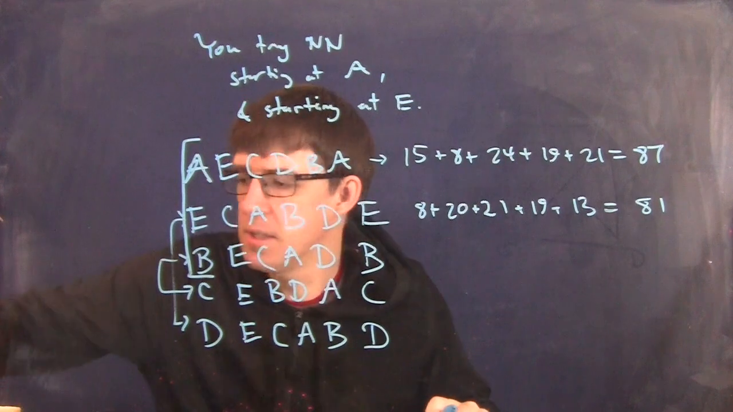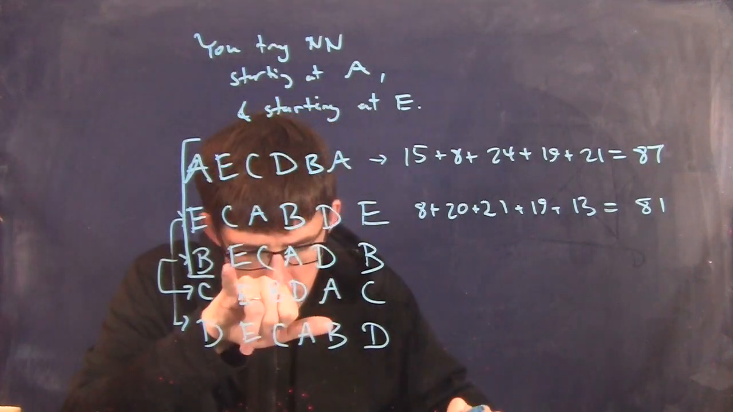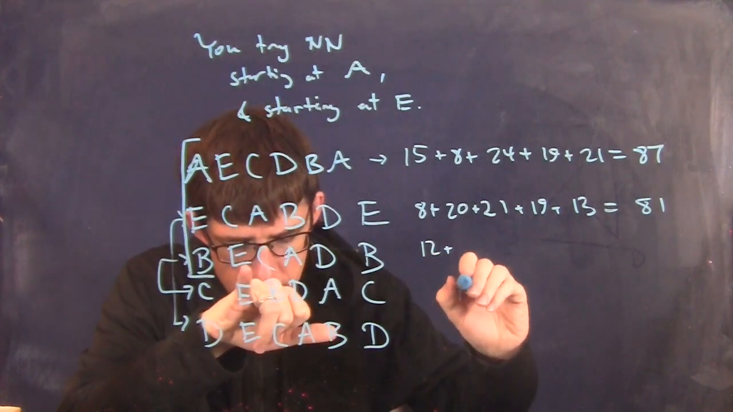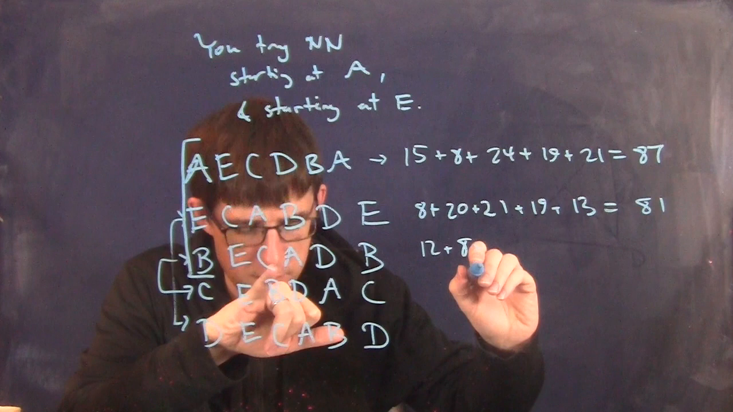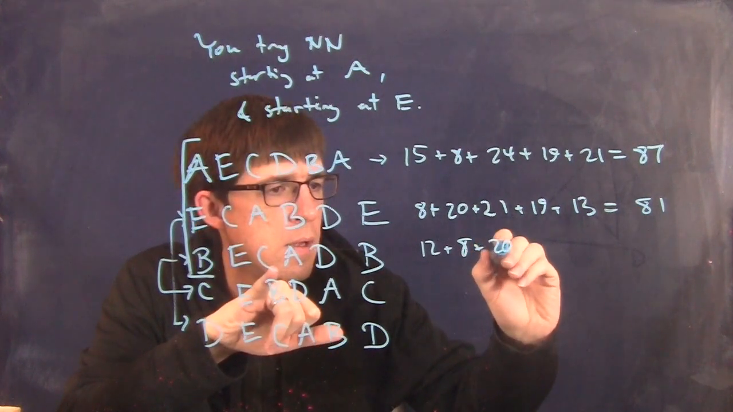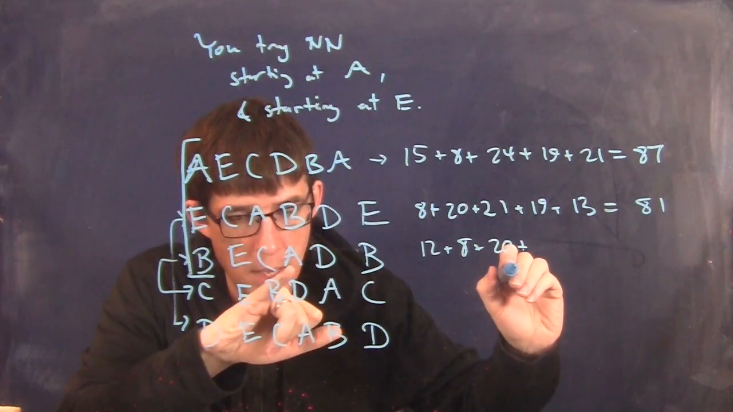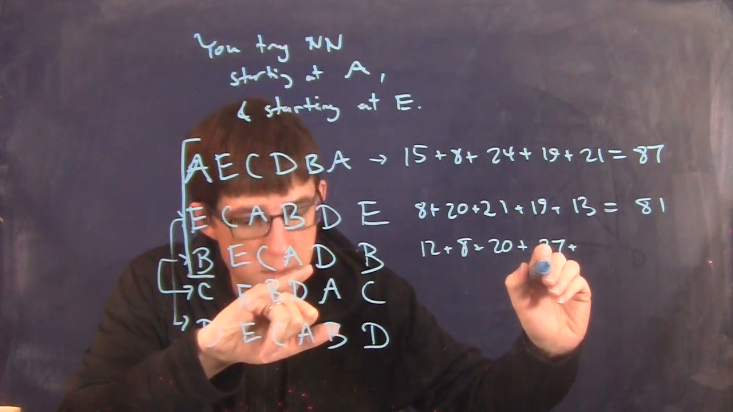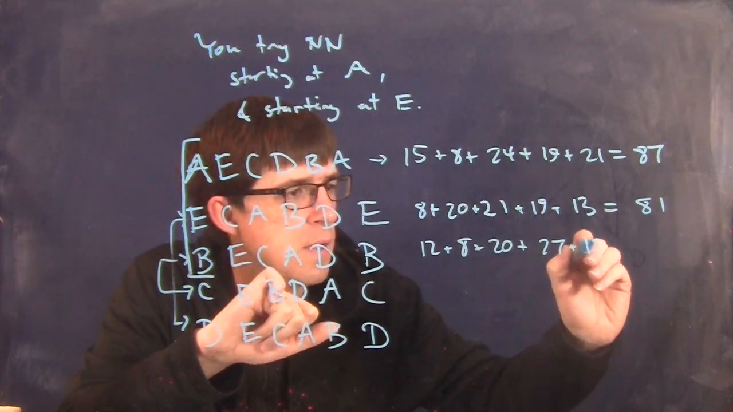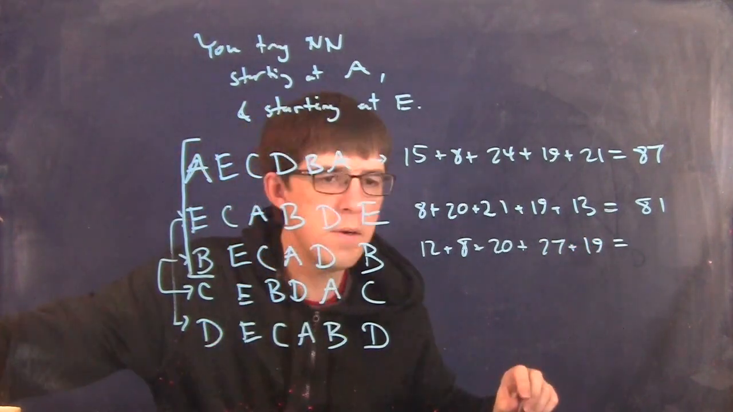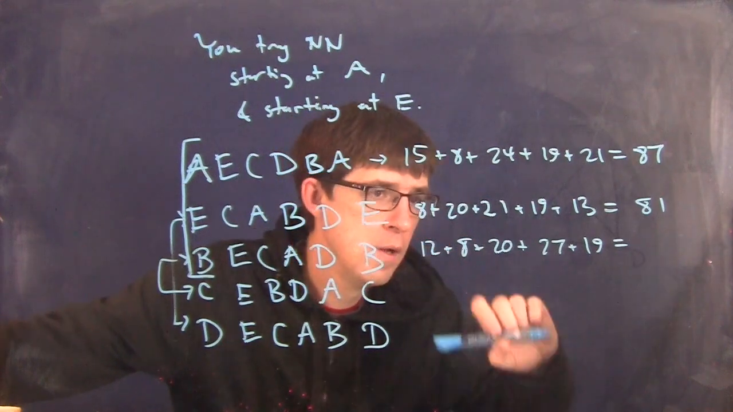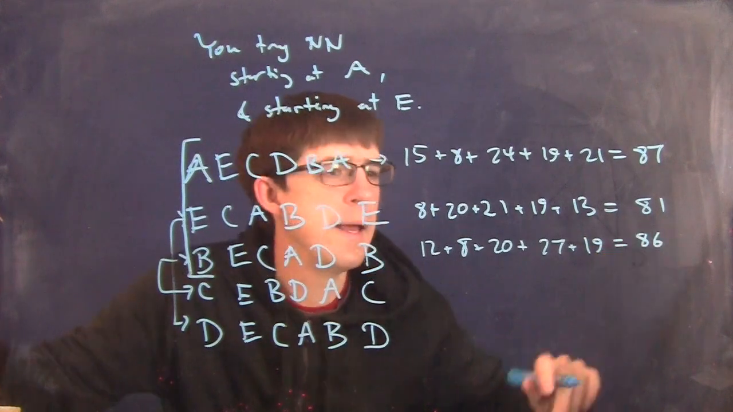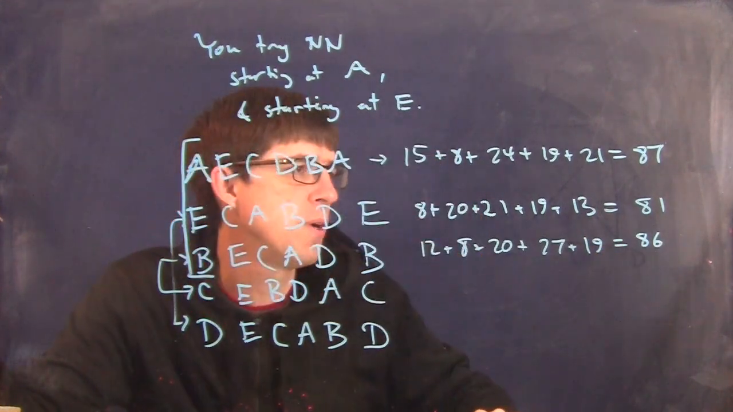And finally, BECADB, the B to E is 12. E to C is 8. C to A is 20. A to D is 27. And D to B is 19. I add those together. I get 40, 67, and 19. I get 86. And so, of all of these, which one is the best one that I found?